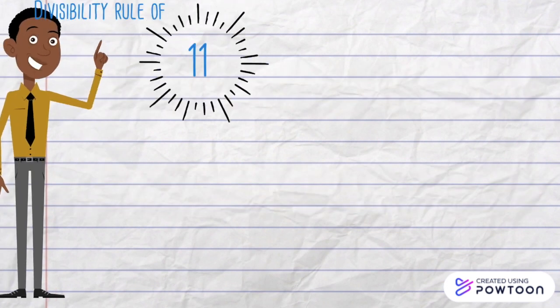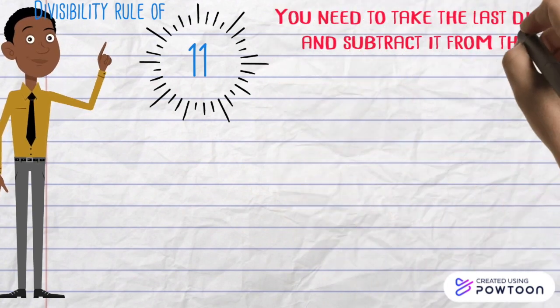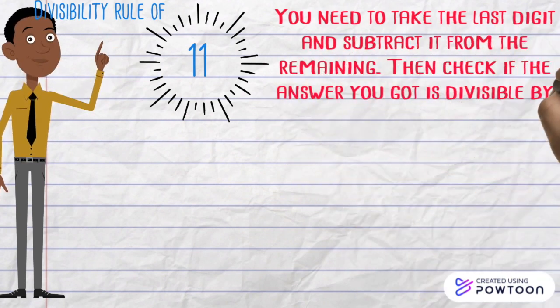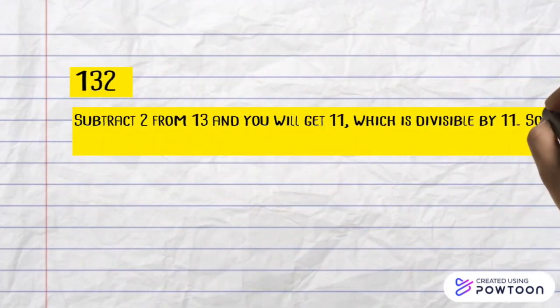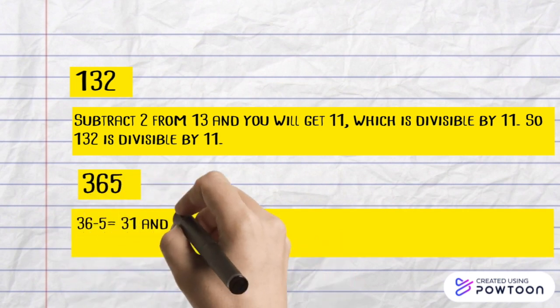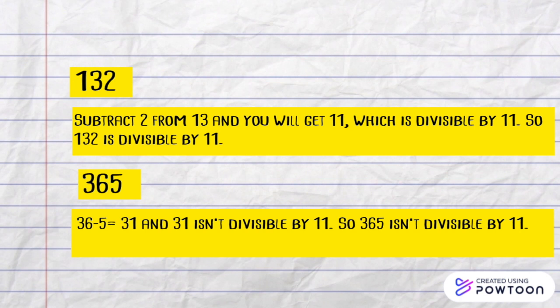For the divisibility rule of 11, you need to take the last digit and subtract it from the remaining number. Then check if the answer you got is divisible by 11. For 132, subtract 2 from 13 and you get 11, which is divisible by 11. So 132 is divisible by 11. In 365, 36 minus 5 is 31, and 31 isn't divisible by 11. So 365 isn't divisible by 11.